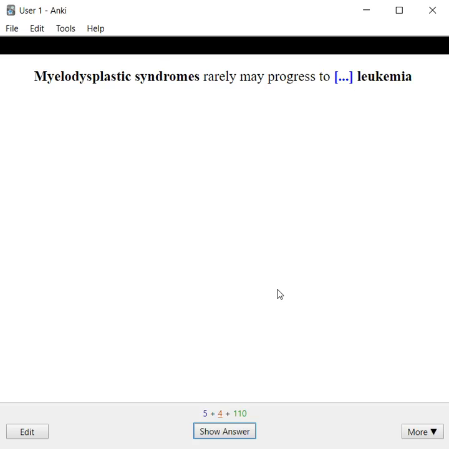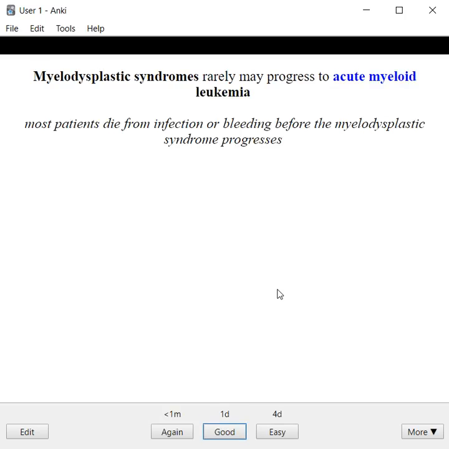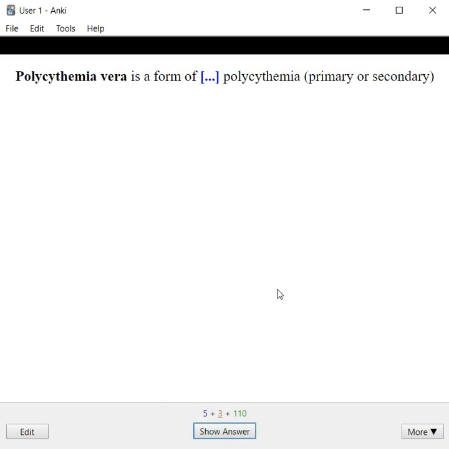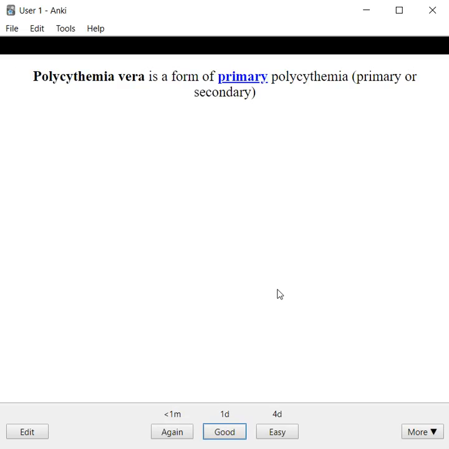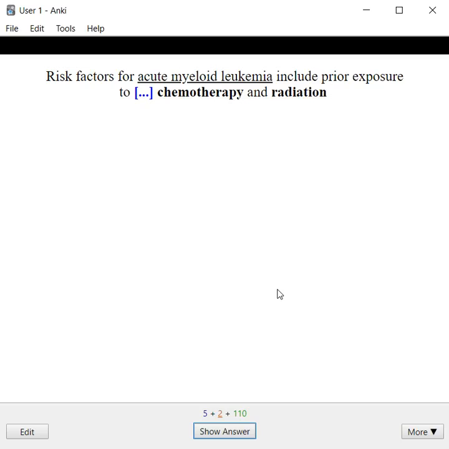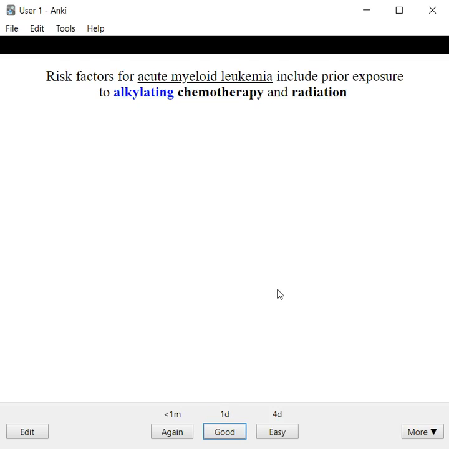Myelodysplastic syndromes rarely may progress to acute myeloid leukemia. Most patients die from infection or bleeding before the myelodysplastic syndrome progresses. Polycythemia vera is a form of what type of polycythemia? Primary polycythemia. Risk factors for acute myeloid leukemia include prior exposure to blank chemotherapy and radiation.